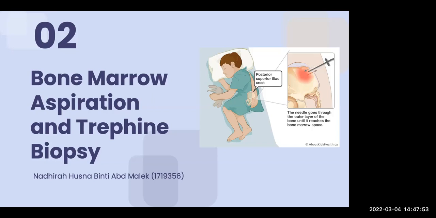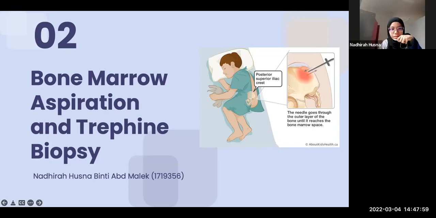Next. Assalamualaikum warahmatullahi wabarakatuh. Can everyone hear me? Okay. So I'm Nadira. I'll present on bone marrow aspiration and trephine biopsy. Next.